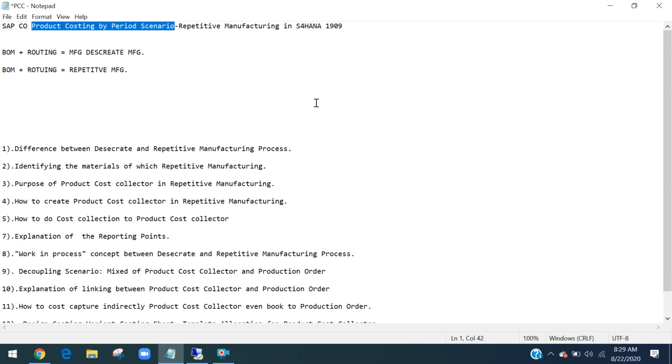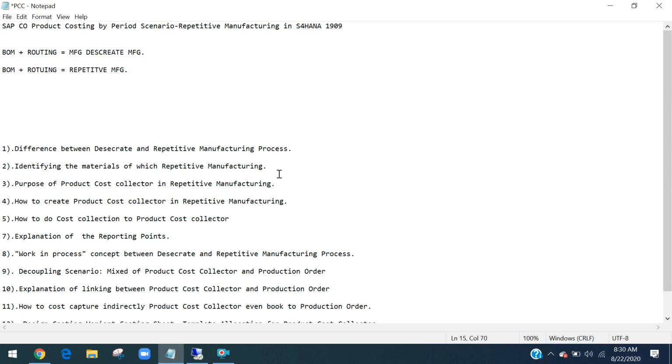Product cost by period scenario is one type of technique in SAP that is a fit for repetitive manufacturing. First, we need to identify which type of product costing is required by the customer. According to them, we are going to implement a suitable product costing scenario in SAP. That is called the product cost by period scenario.